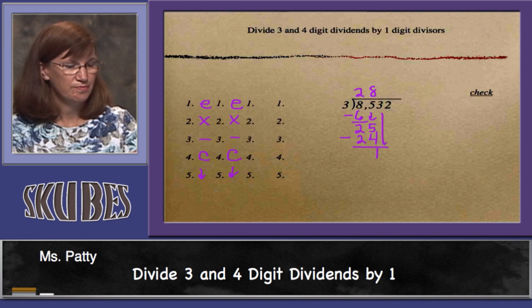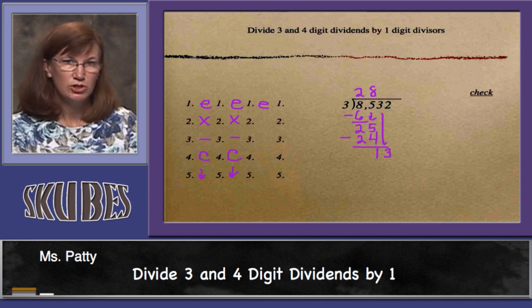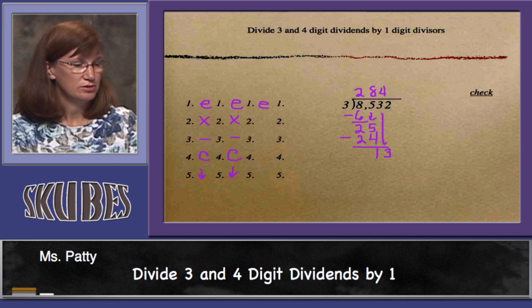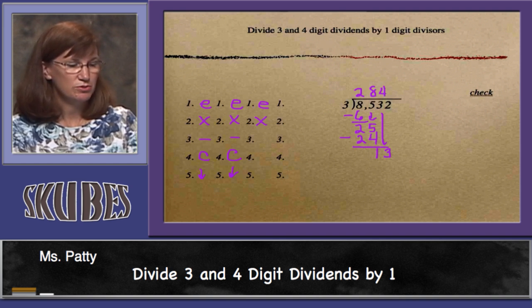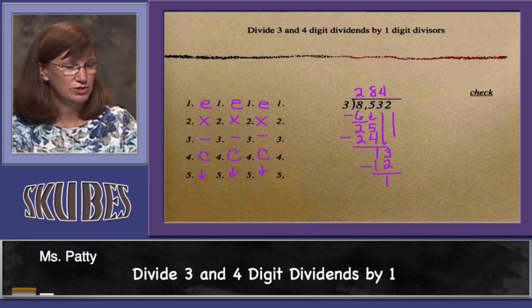Bring down the 3, and we have 13. We're going to estimate again. What times 3 would get me close to 13 but not bigger? That would be a 4. So let's multiply. 4 times 3 is 12. Now we subtract. 13 minus 12 is 1. We compare. It's smaller. So let's bring down our last number, which is a 2.